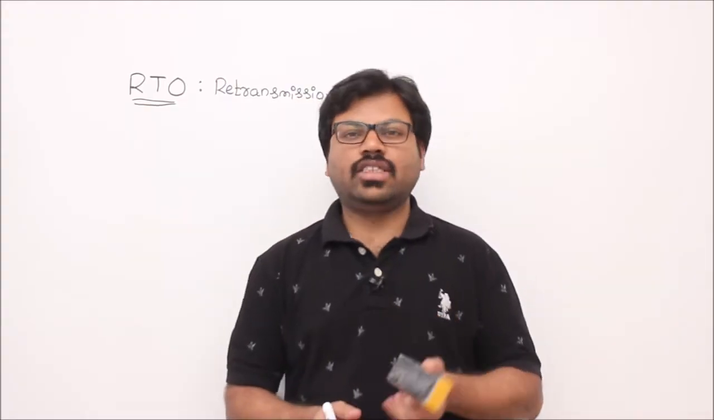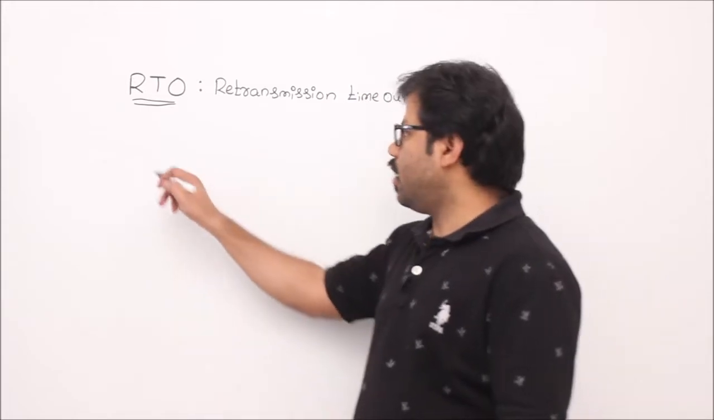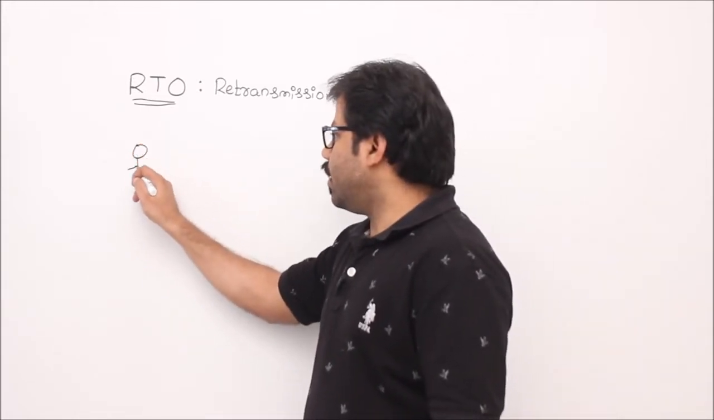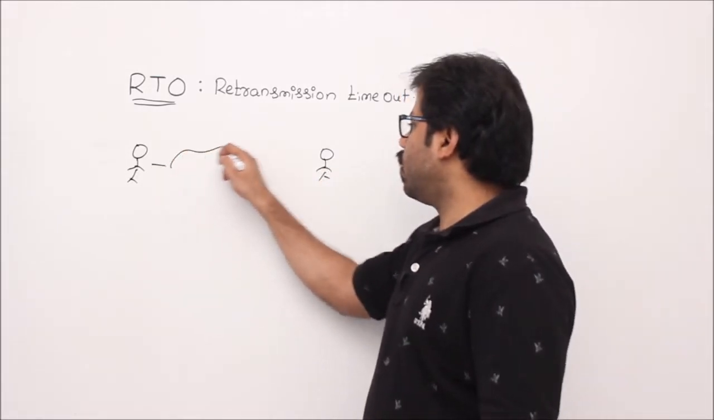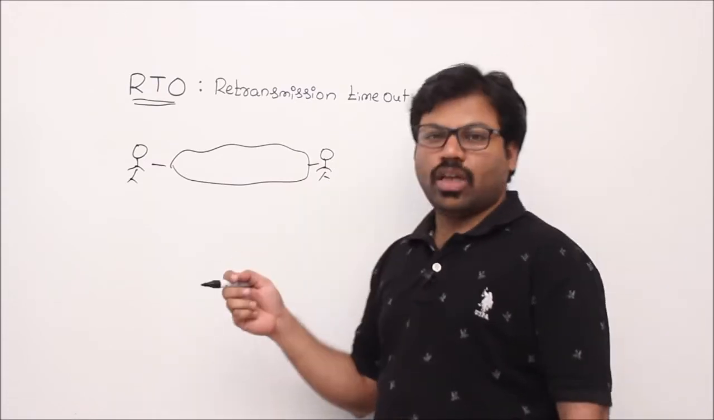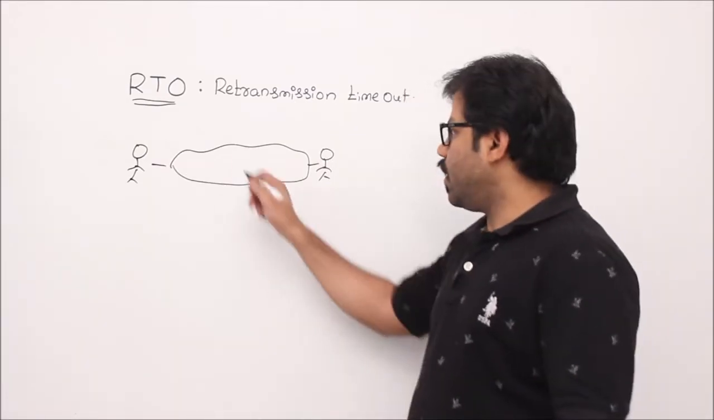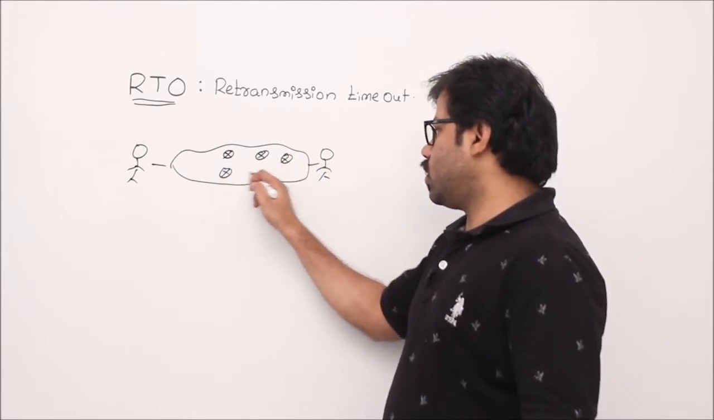Now we'll see how to guess this round trip time because it is highly variable. Why it is highly variable, we'll try to understand. Let's say this is the sender, this is the receiver, and you send a packet. This is your network. The network's behavior is highly variable, correct? It depends on the router and its behavior. That's why there are a lot of routers. Each router takes a variable amount of time to process your packet.